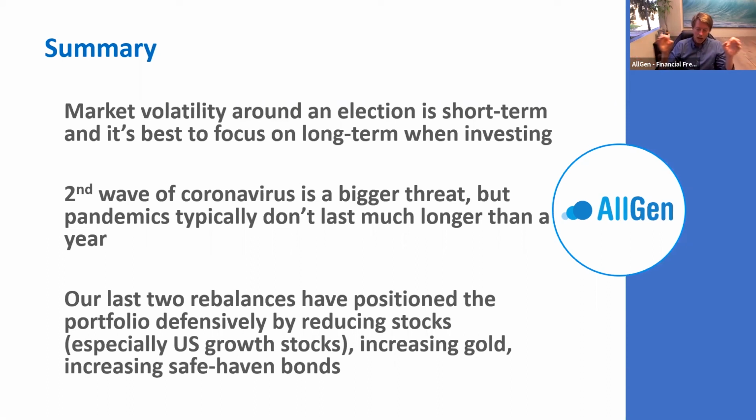And so, I just want to reassure everyone that in our last 2 times that we've rebalanced our portfolios, we positioned them more defensively. The way we've done that is we've gone more defensive by owning less stocks and specifically selling off some of the U.S. growth stocks, which we believe are more overvalued. We've increased gold. That was not the most recent rebalance, but back in June, we increased gold. And we've also increased more safe haven bonds. So safe haven bonds would be ones that aren't as risky.